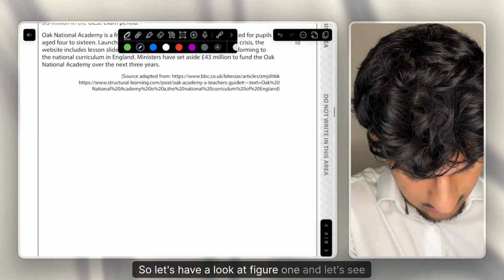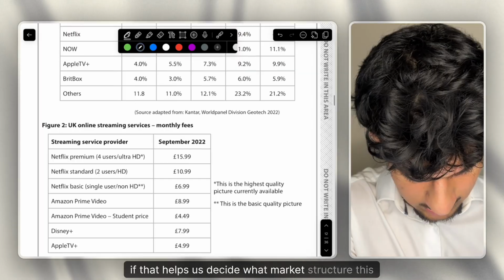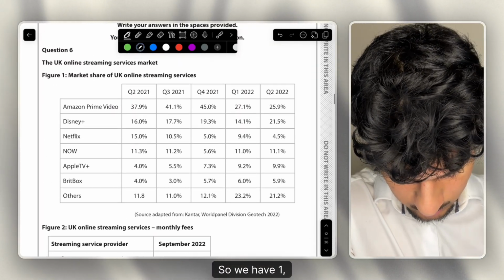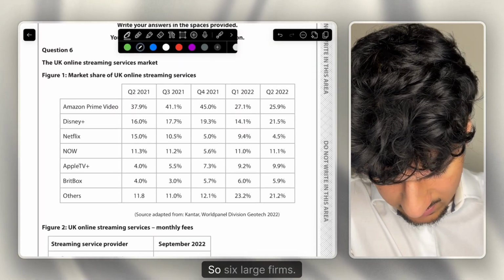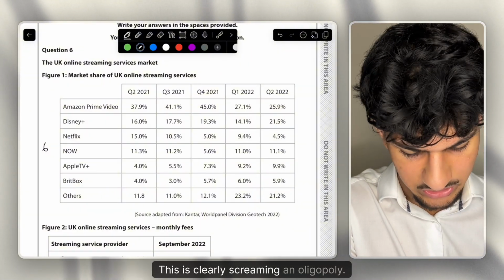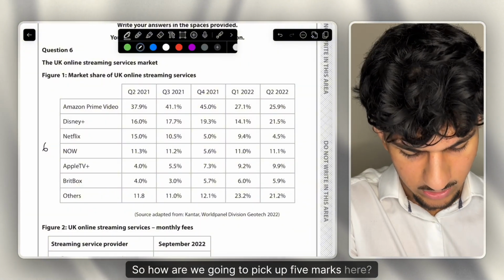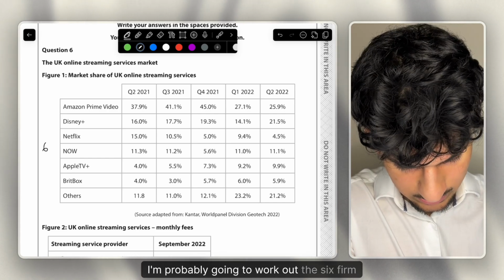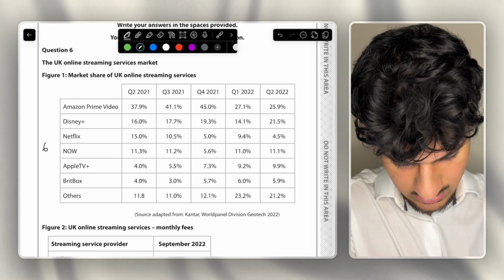So let's have a look at figure 1 and see if that helps us decide what market structure this is. We have 1, 2, 3, 4, 5, 6, so we have 6 large firms. This is clearly screaming an oligopoly. So how are we going to pick up 5 marks here? I'm probably going to work out the 6 firm concentration ratio for application.